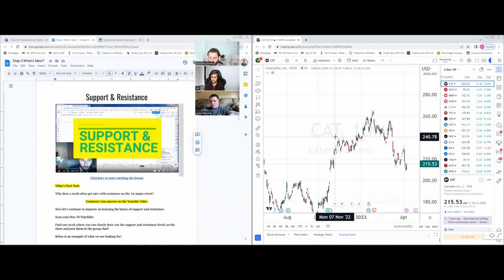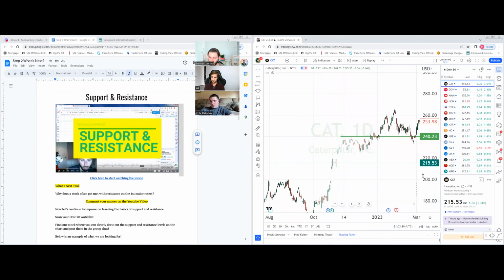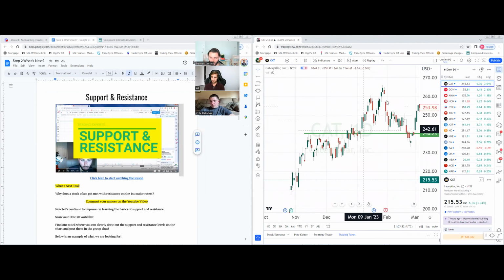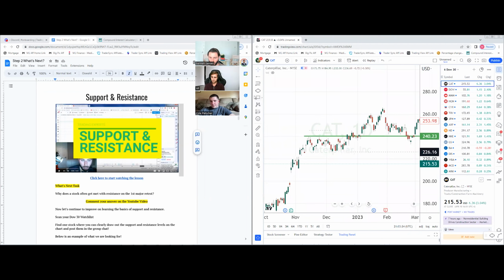You can even see Caterpillar here, this area of resistance in 240, and eventually the stock broke out and went for a 20-point run. And if you look at where support was, about 20 points lower, you can see that breakout being very close to the measured move of this pattern. So you can see that this was about a 20-point range in the stock. And it goes a little bit higher.